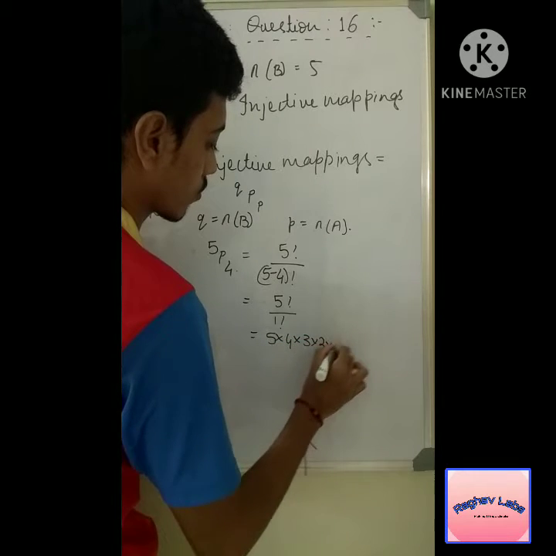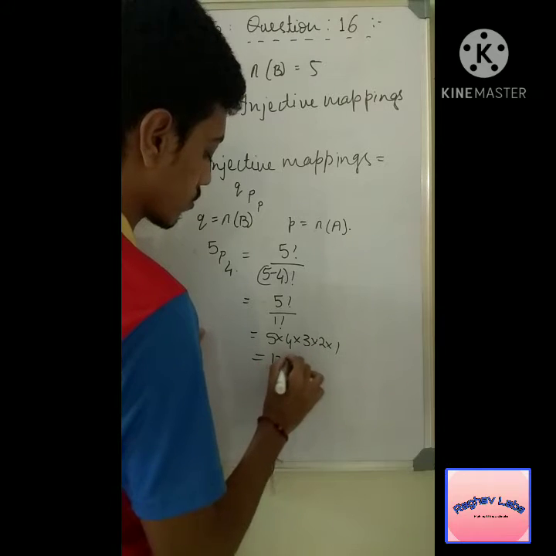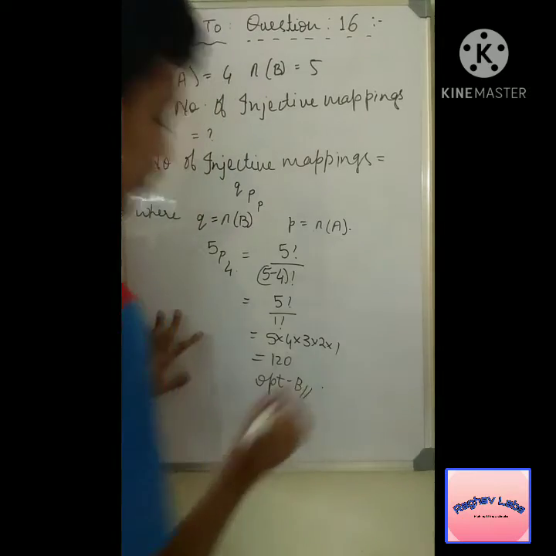5 into 4 into 3 into 2 into 1. 5 4s are 20, 20 3s are 60, 60 2s are 120. Option B, yes.